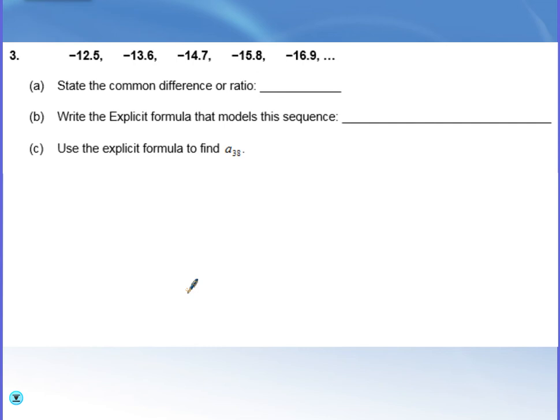a sequence. See if you can spot what is happening from one term to the next. And if you guessed that we are adding negative 1.1, you are correct. So check that out on your calculator if you were not able to come up with that. And so on. So, arithmetic, it is a common difference, D, and it's equal to negative 1.1.